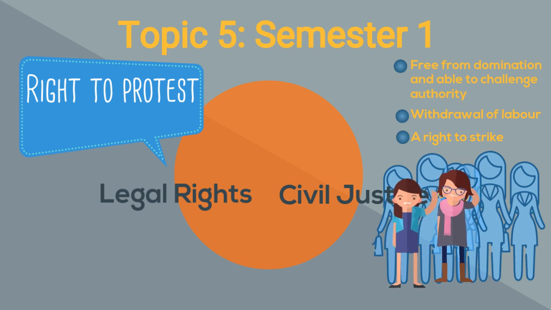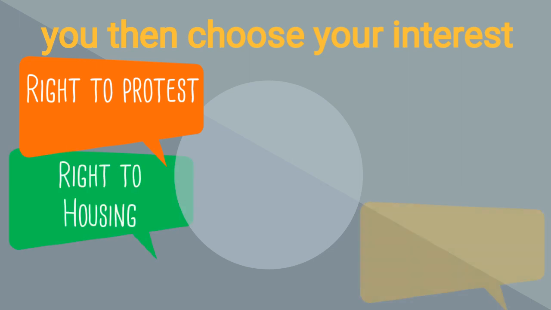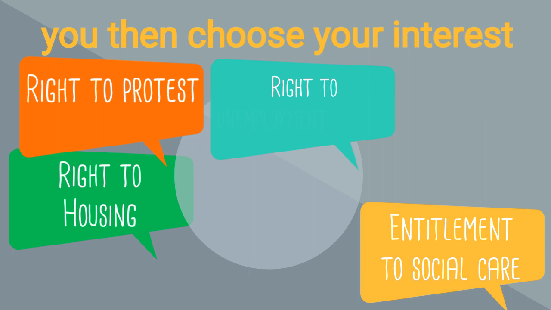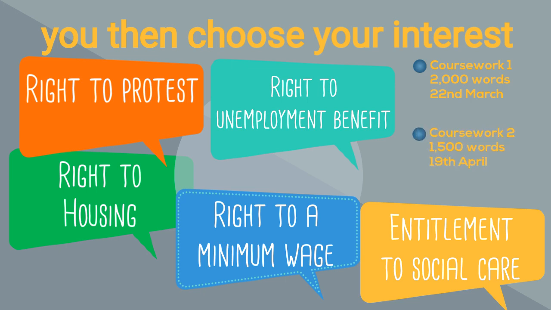Before Semester 2 gets fully underway, you will choose one of the 5 legal rights from Semester 1 as your specialist interest to carry forward into Semester 2. In your activity seminars, you will be learning about civil justice at the same time as you conduct the research and writing of your coursework for assessment. Your first piece of coursework is a written report of 2,000 words and must be submitted by the 22nd of March. Your second piece of coursework is a report of 1,500 words and is due on the 19th of April.